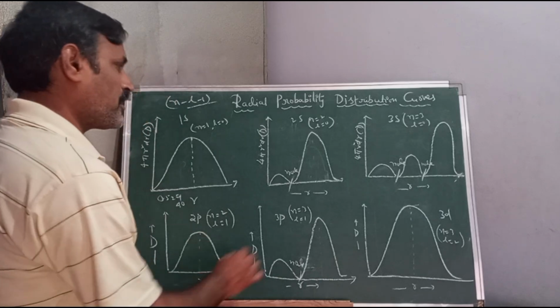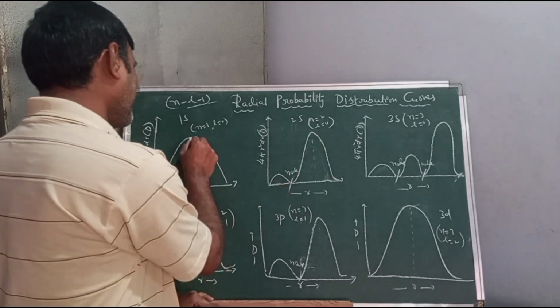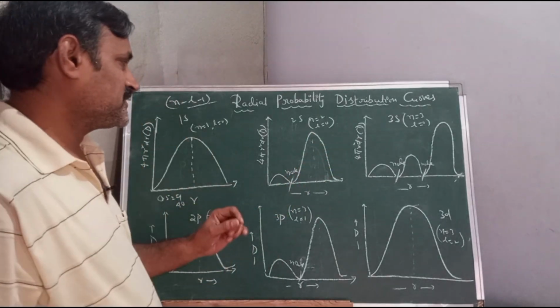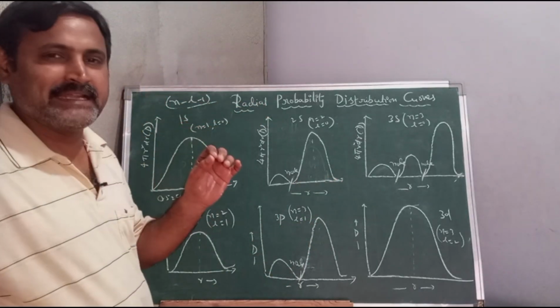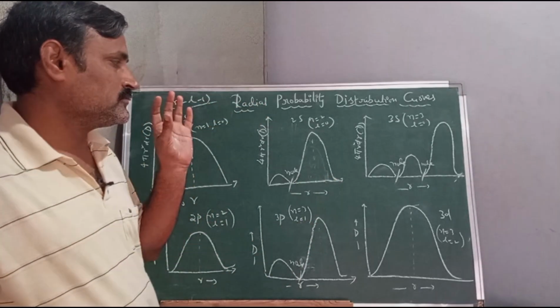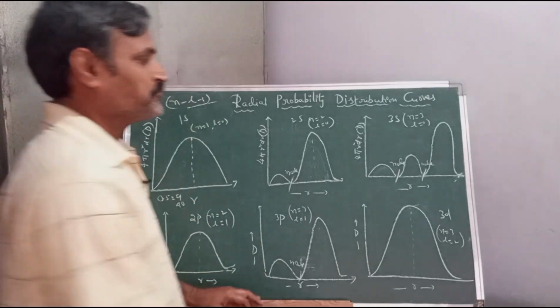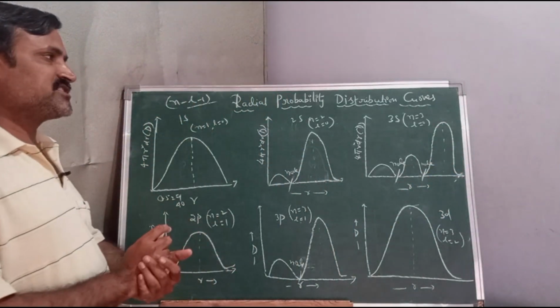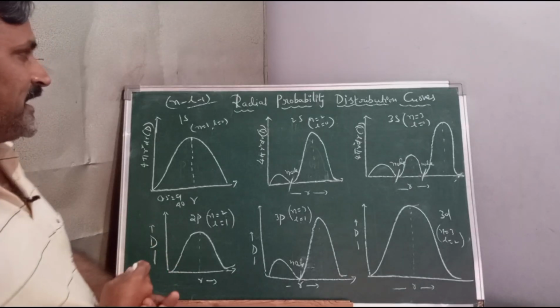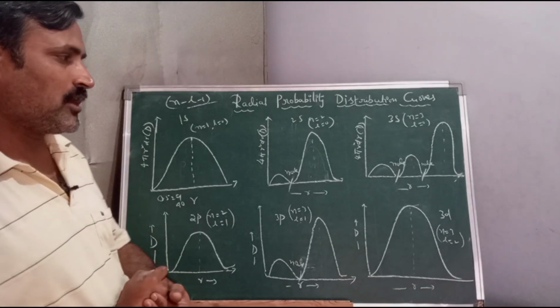So these are the maxima of the peaks. This indicates that at this point the electron is most likely to be found around the nucleus in these orbitals. So these are the graphical representations of the radial probability distribution curves of different orbitals.